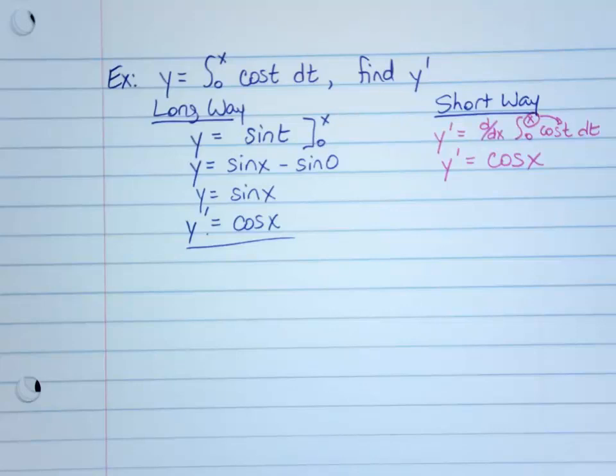What if it's not 0? When we did the proof, we had an f of a, which was not 0. It was a constant, but when we took the derivative, it went away anyway. So the bottom number does not have to be 0.